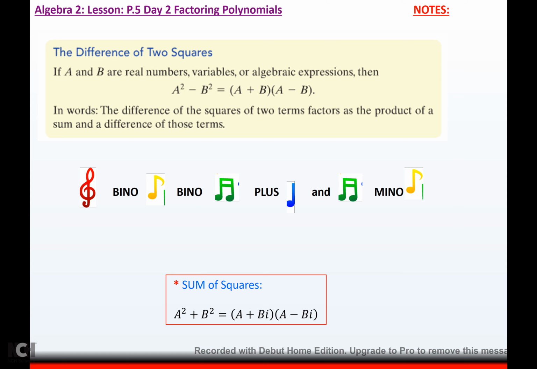Here's a little song I made up. Bino, bino, plus and minus. Bino, bino, plus and minus.